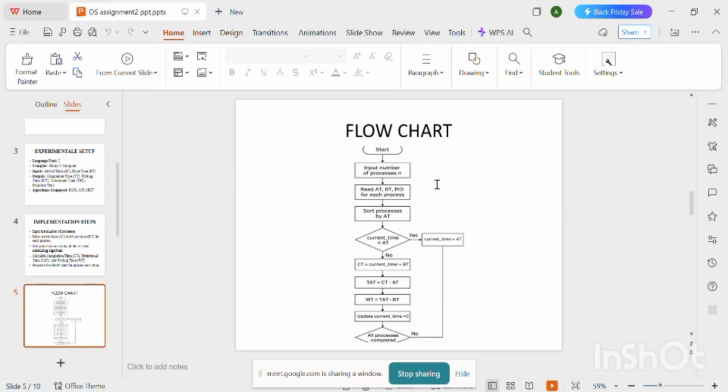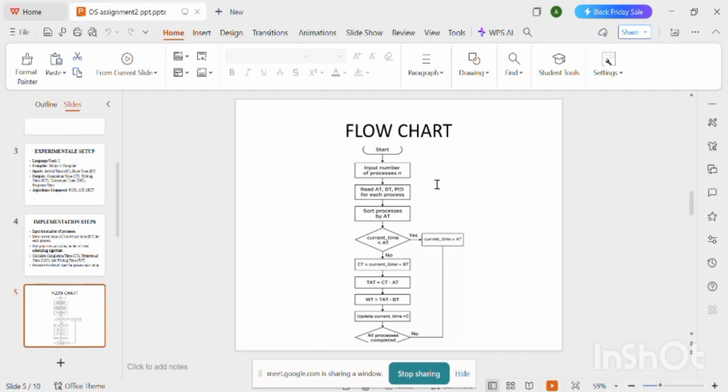Flow chart. Start. The algorithm begins. Input the number of processes n. The user enters how many processes need to be scheduled. Read arrival time, burst time, and process ID for each process. For each process, the program takes arrival time, burst time, and process ID. The fourth step: sort processes by arrival time. Processes are arranged in the order they arrive, as required for first come first serve.